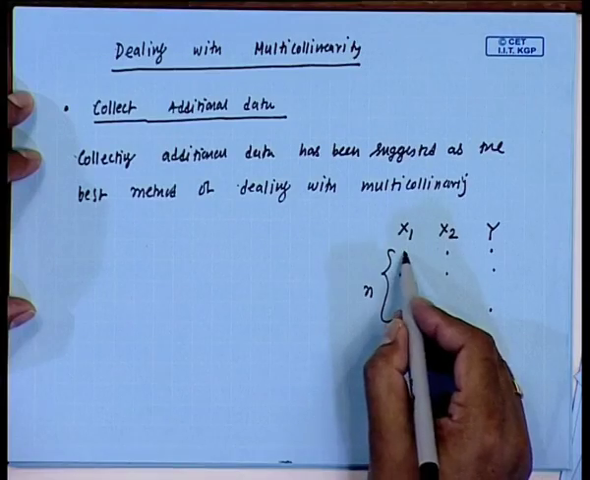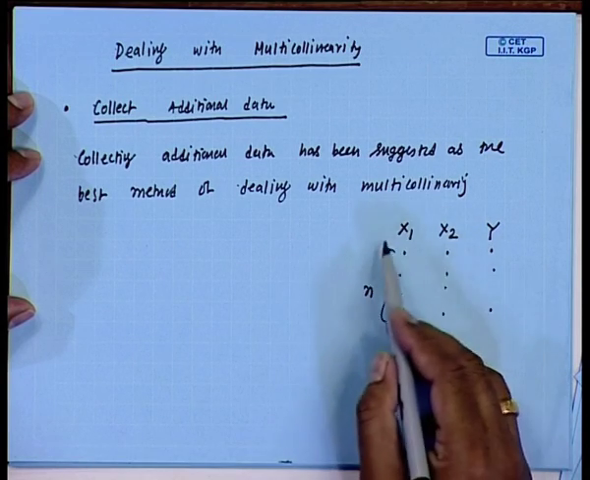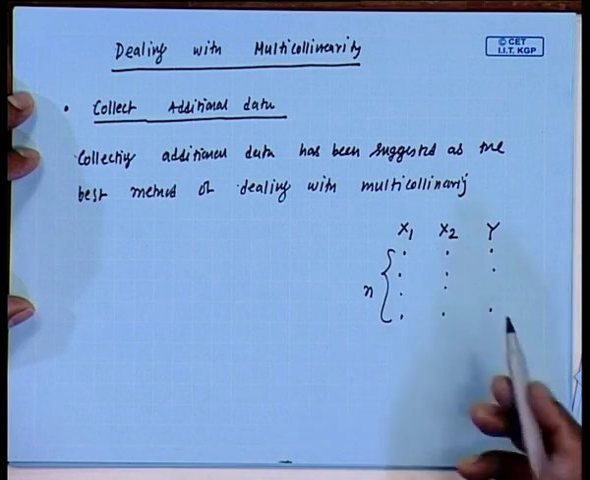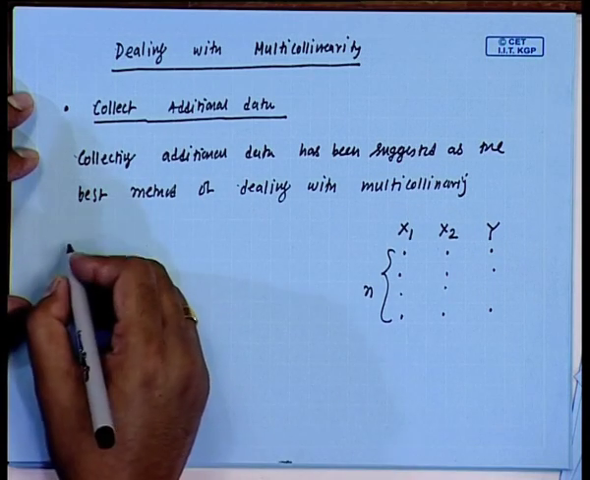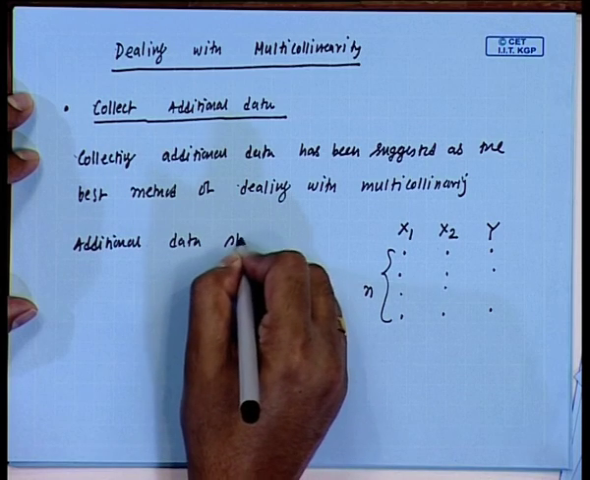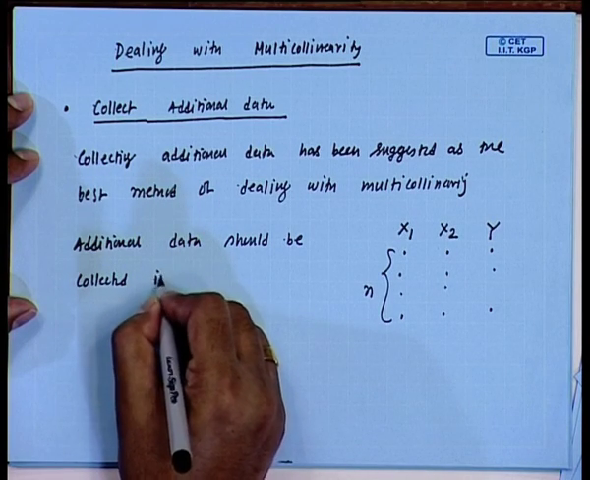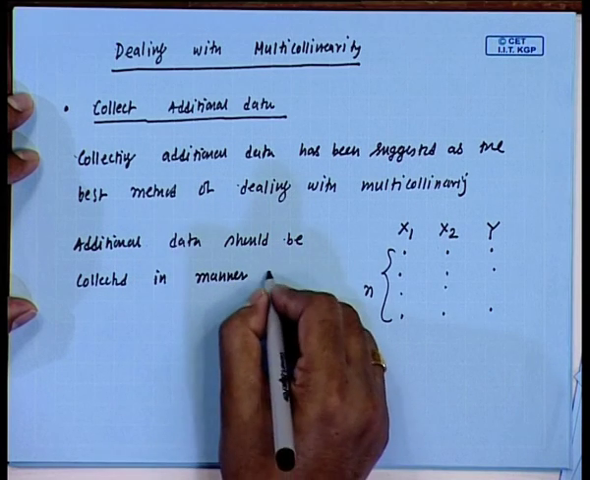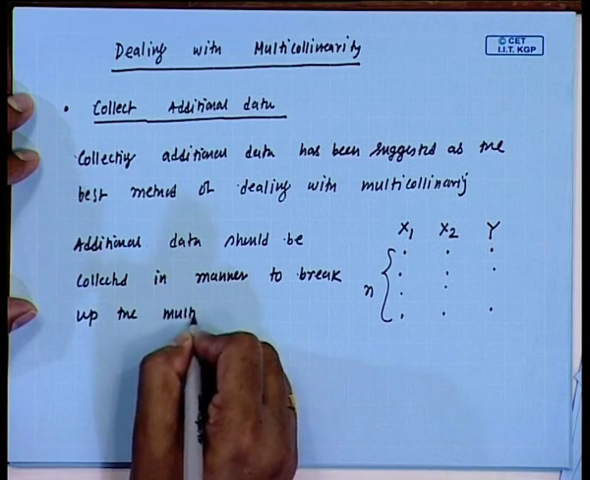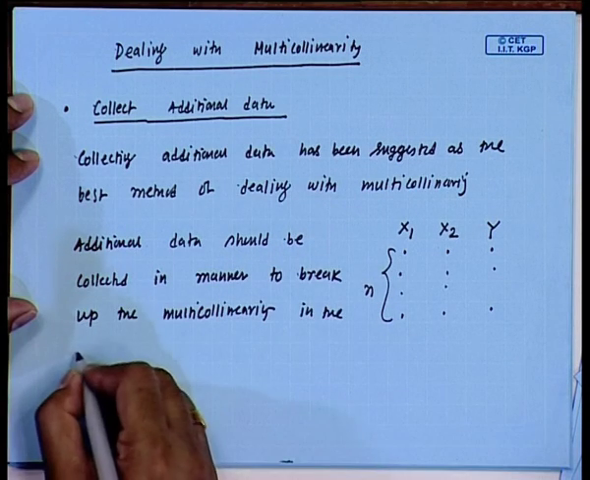Okay. So, what we do is that these two regressors are linearly dependent. That is why the multicollinearity exists, because of the linear dependence between these two regressors. Now, this additional data should be collected in a manner to break up the multicollinearity in the existing data.